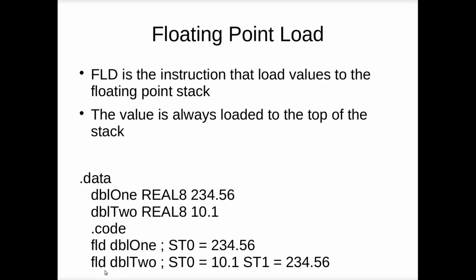And if I do FLD double 2, I'm going to move from memory. 10.1 is going to go on the top of the stack, which is ST0. So the top of the stack is always going to be ST0, and when you push the value down, it goes to the higher number. So notice here, 10.1 was just the number pushed onto the stack, and then ST1 was the previous ST0, and that gets pushed down.